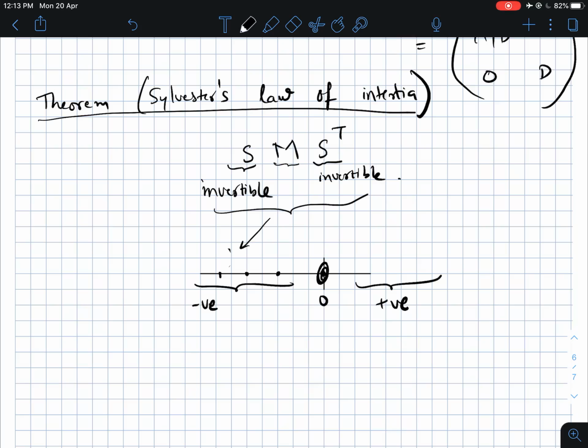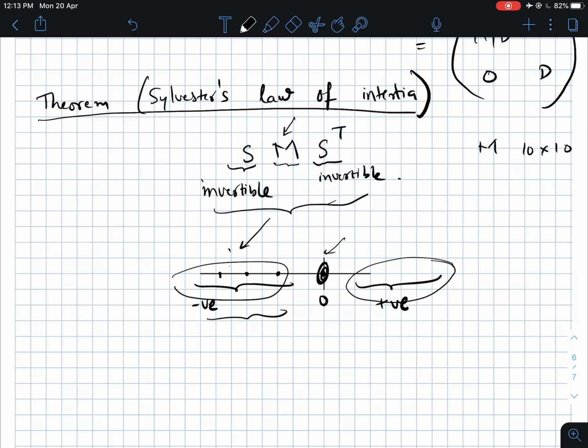Sylvester's law of inertia says that when you start with a matrix M and pre-multiply with S and post-multiply with S transpose, that does not change the number of negative eigenvalues, the number of positive eigenvalues, and the number of zero eigenvalues. It may reshuffle the eigenvalues within this bracket, meaning the eigenvalues may become more negative or less negative, but if they are negative, they'll stay negative. If the eigenvalues of M to start with are positive, even after doing S M S transpose, they will stay positive. However many eigenvalues were positive earlier will stay positive now.